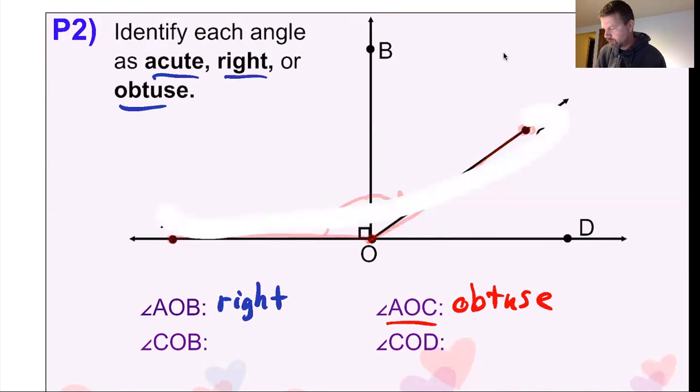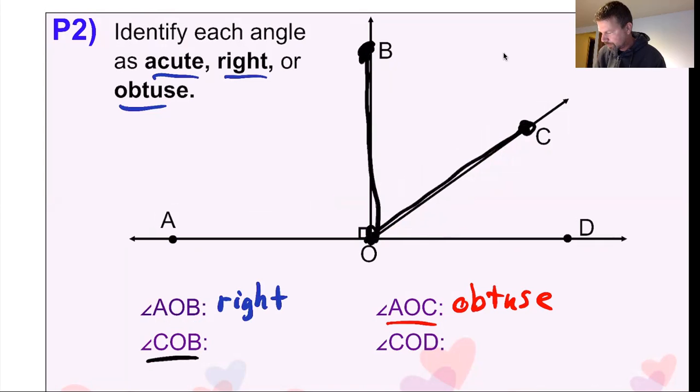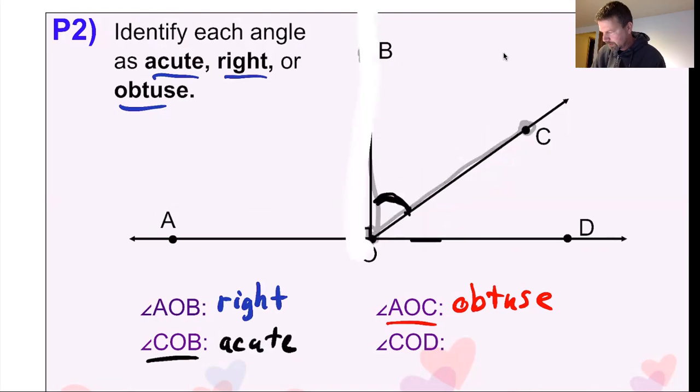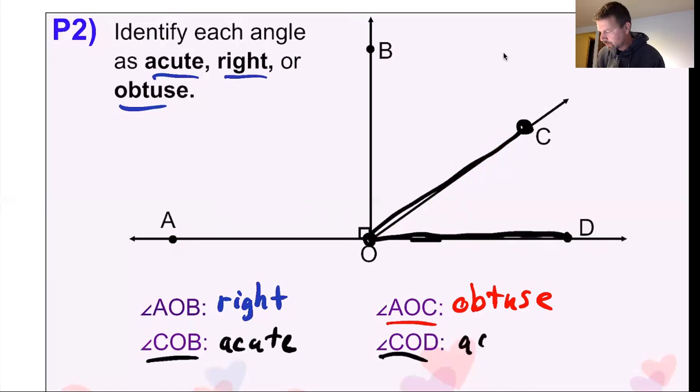All right, two more. COB starts at C, goes to O, then up to B. That is definitely less than 90, right? This whole thing here would have been 90. But that's definitely not the whole thing. So that's less than 90, that would be acute. And then the very last one, COD starts at C, goes to O, and then to D. That is also acute. It's not quite a 90, right? 90 would have been all the way to here. That's not quite 90 degrees.